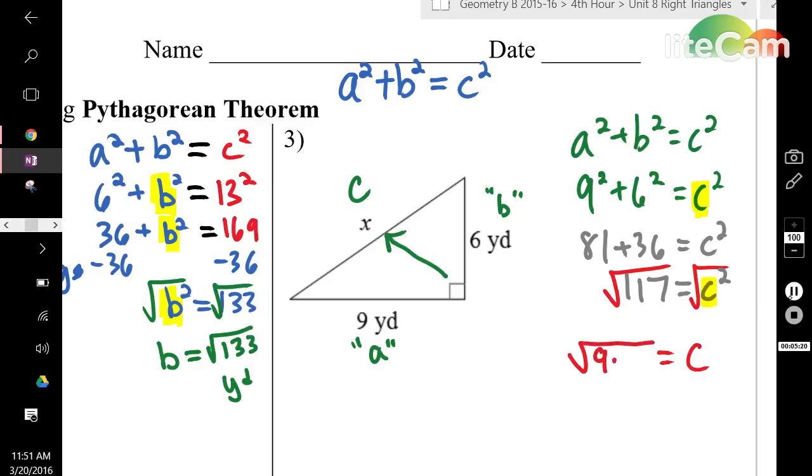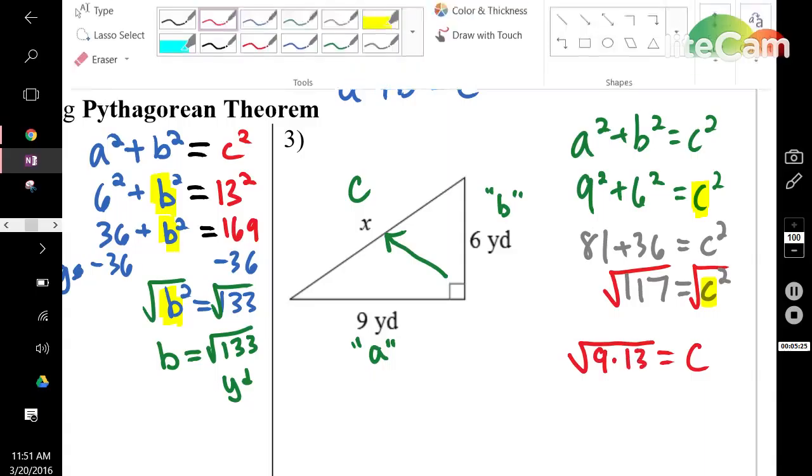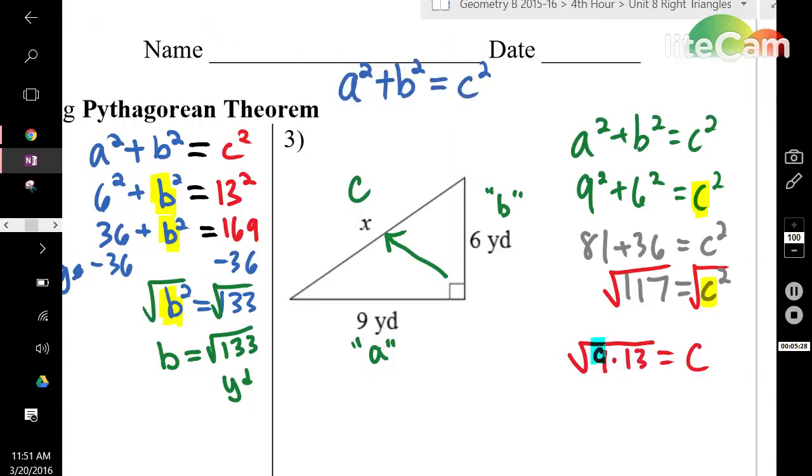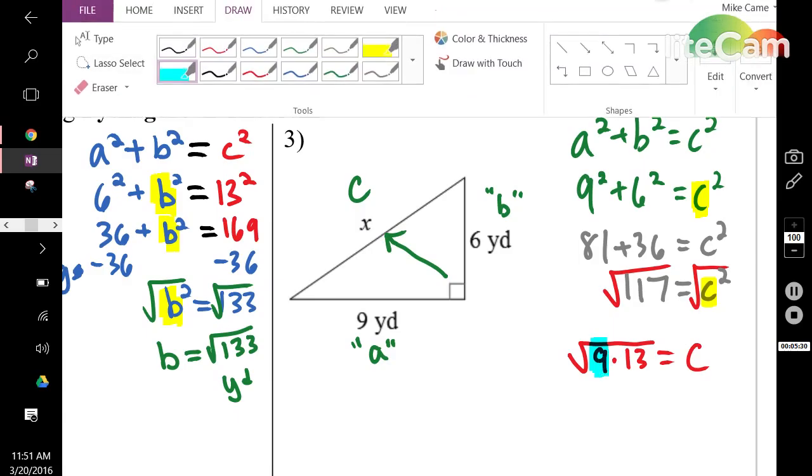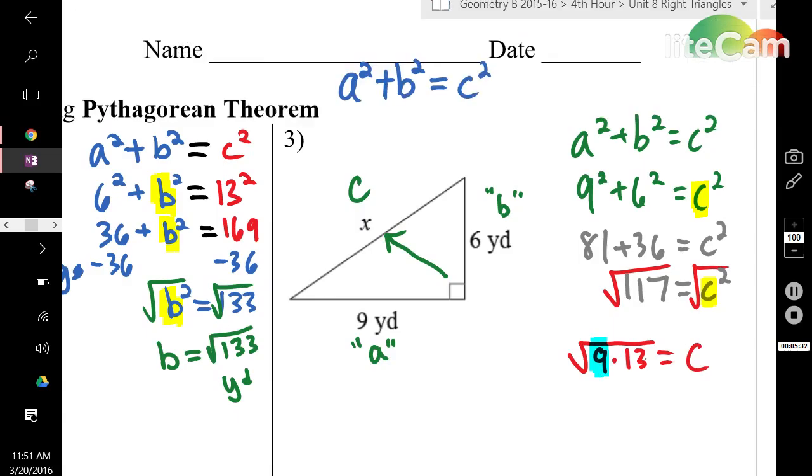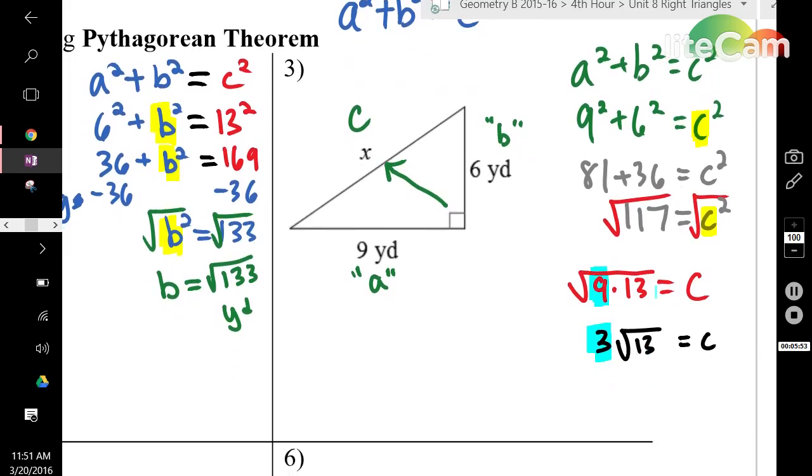You would divide 13 times. And the reason we chose 9 is because that is a perfect square. We want a perfect square in there because when you square root perfect squares, we get integers. So this ends up being 3 root 13, because the square root of 9 is 3. I'll highlight to show you how those match up. 13 is not a perfect square, so you cannot bring it outside the radical, so it must stay inside. So the length of the hypotenuse is 3 root 13 yards.